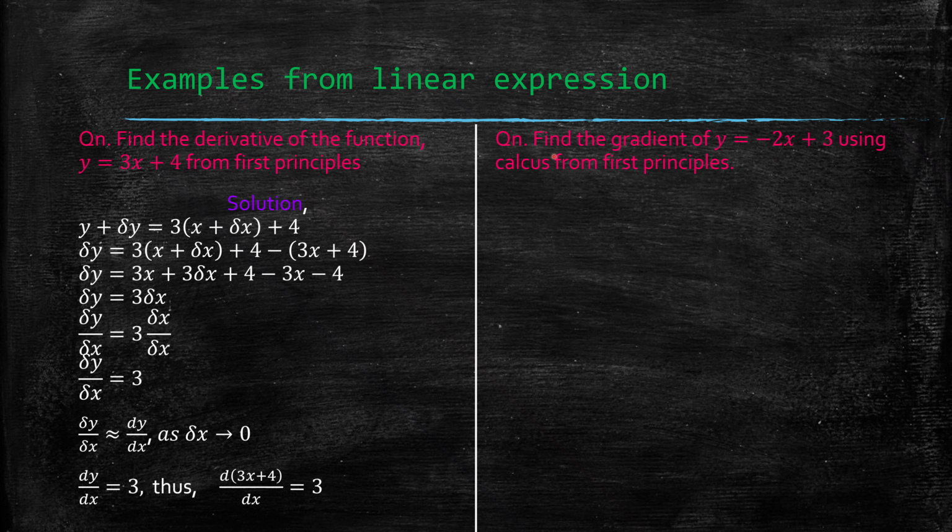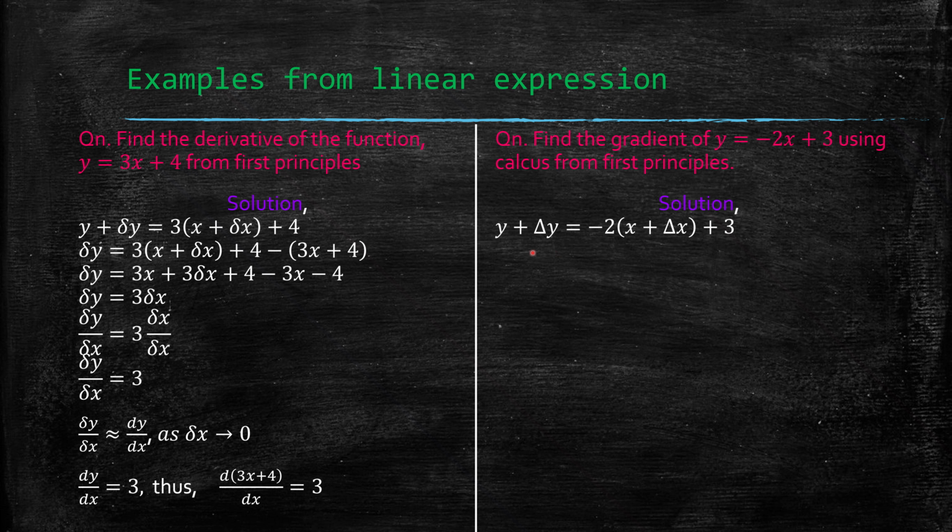For example, they're saying, find the gradient of y is equal to negative 2x plus 3 from calculus, using calculus from first principles. Again, they are still requesting for the same thing. In our solution, our very first step, we know very well we are going to introduce change in x. In this case, I'm using this other sign to show you that you can either decide to use delta x, or you can also decide to use small increments in that form of that symbol.